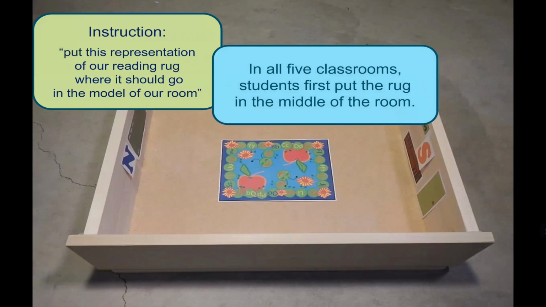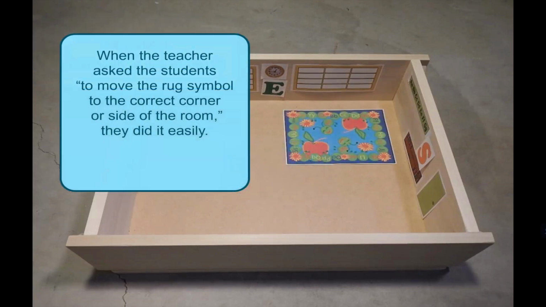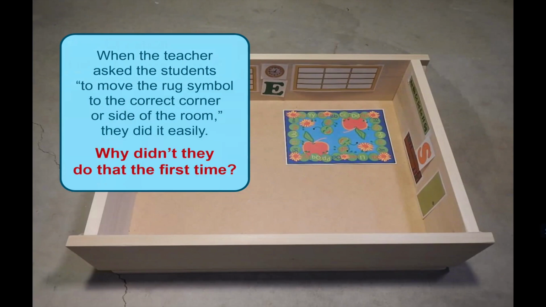In all 5 classrooms in this school in New York where we did this, the students first put the rug in the middle of the room, and then they were high-fiving each other about how they'd done a great job. And then the teacher asks a really important question. Is that really where it goes? Or maybe it's closer, move the rug to the correct corner or the side of the room. And that same group of students went back and they would push the rug over to the side there. Now, why didn't they do that the first time?